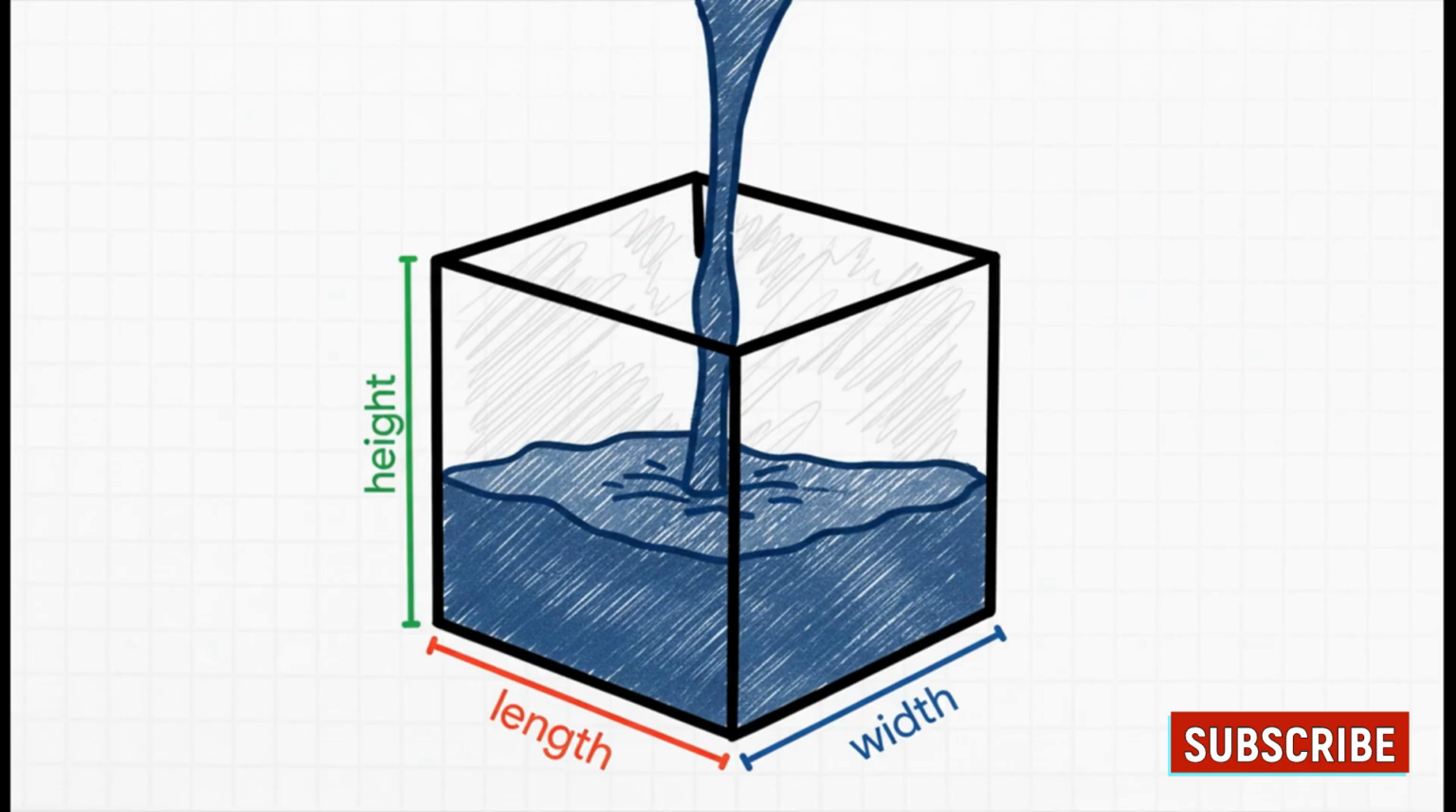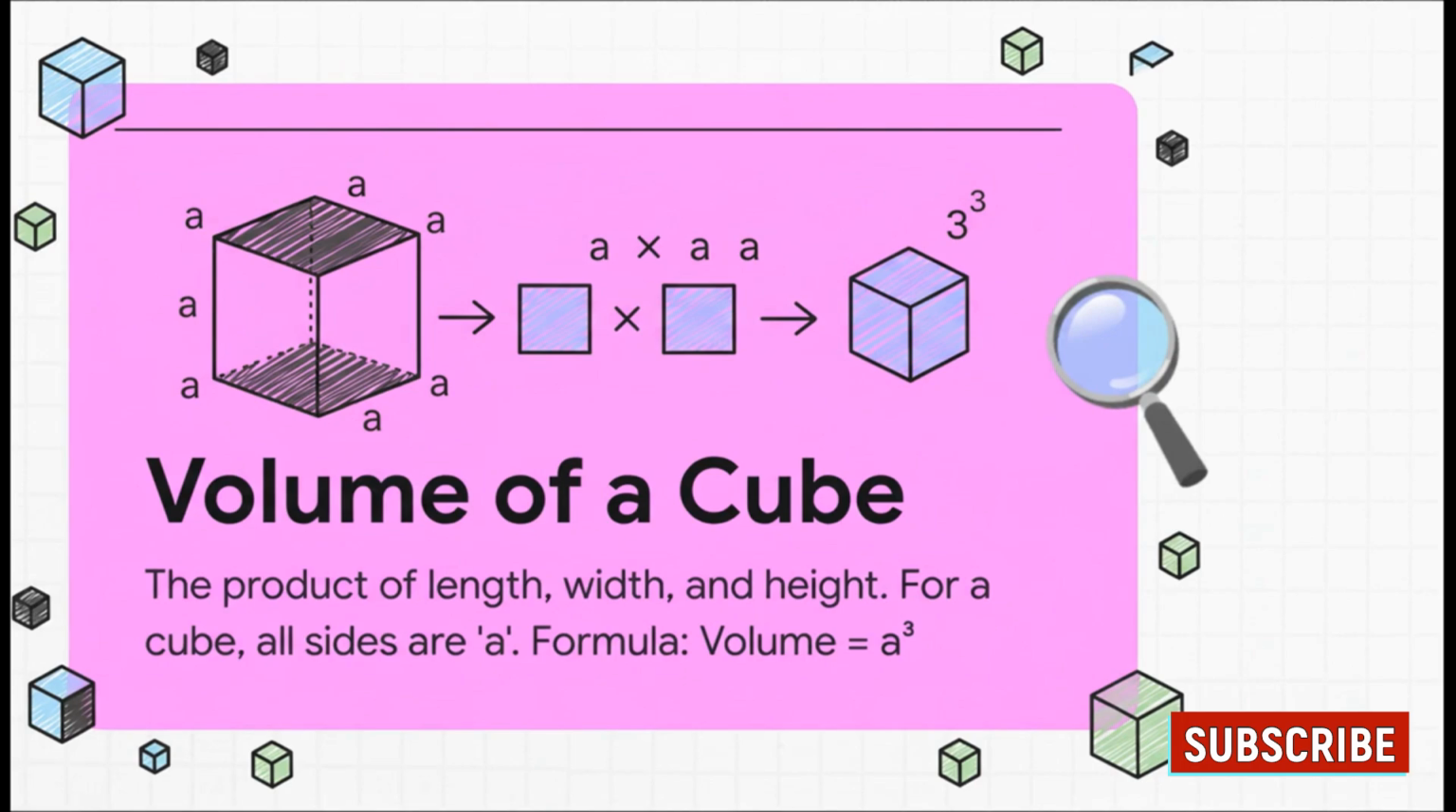The general formula that works for any boxy shape is just multiplying its 3 main dimensions, the length, the width, and the height. But, of course, for a perfect cube, it gets even easier because the length, the width, and the height are all the exact same thing. They're all A. Our formula just becomes A times A times A. Or, to write it more elegantly, A cubed.